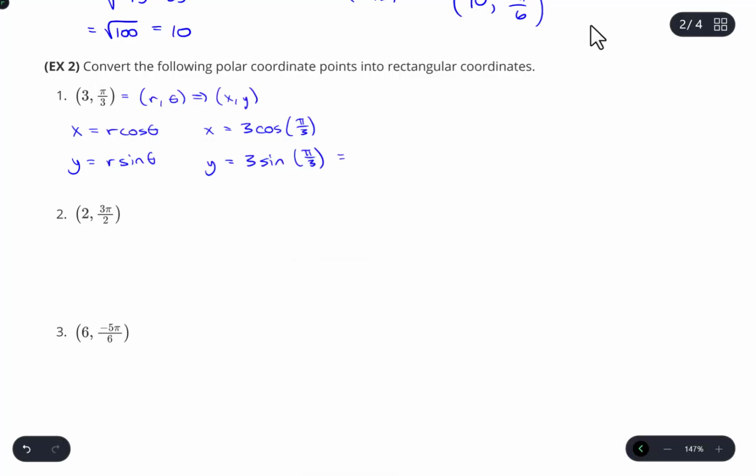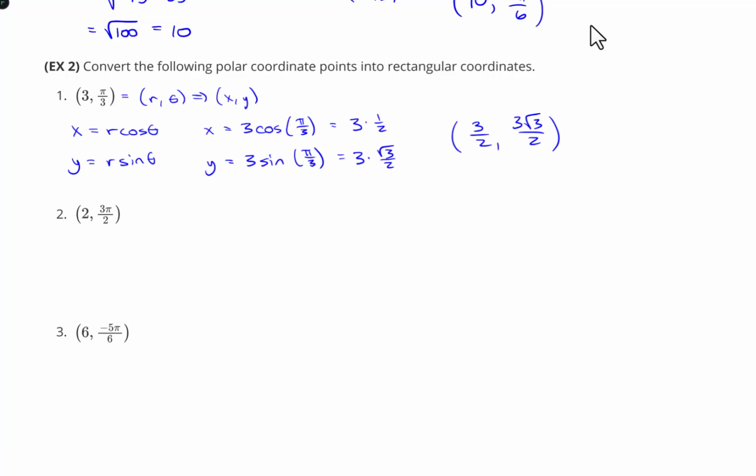So this would be 3 times root 3 over 2. The other one is a half. So our answer here, our coordinate in rectangular form, would be 3 halves and 3 square root of 3 over 2.